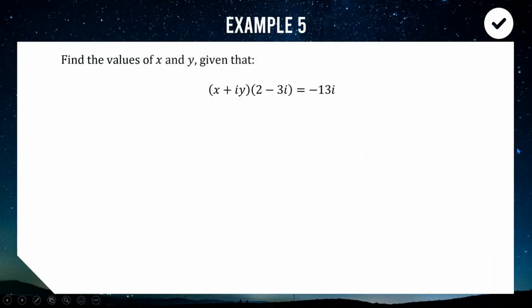Okay, example 5, we are solving an equation using complex numbers. We are trying to find the values of x and y, given that (x plus iy) multiplied by (2 minus 3i) is equal to negative 13i.